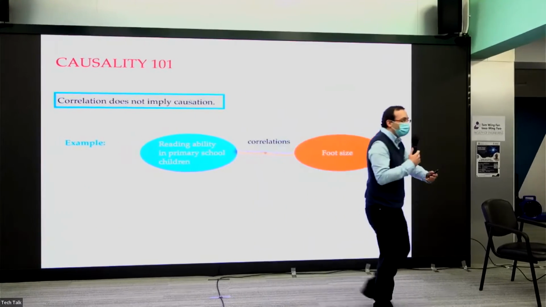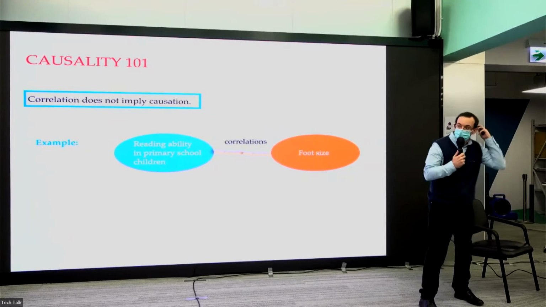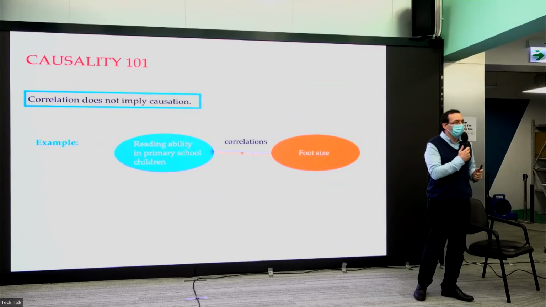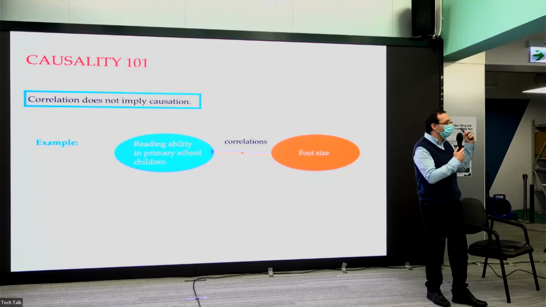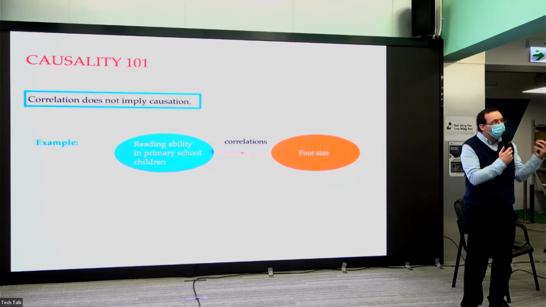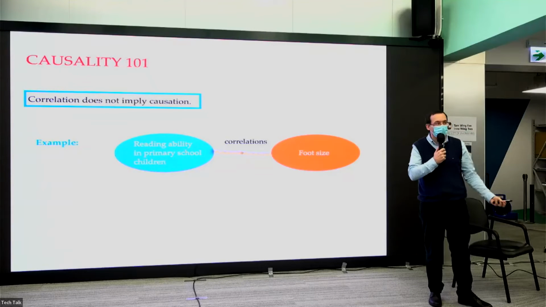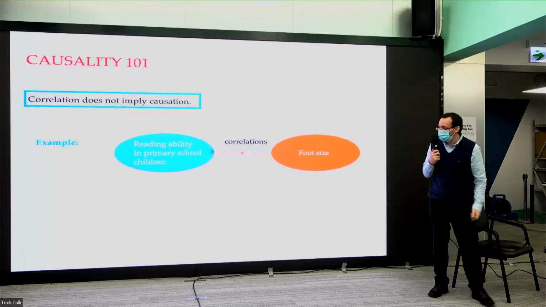Now, let me start from the very basics of what people would learn when they learn about causality, the causality 101. You might have heard this motto that says, correlation does not imply causation. Just the fact that two things are correlated with each other, that they have correlated values, does not mean that there is an actual causal dependence.